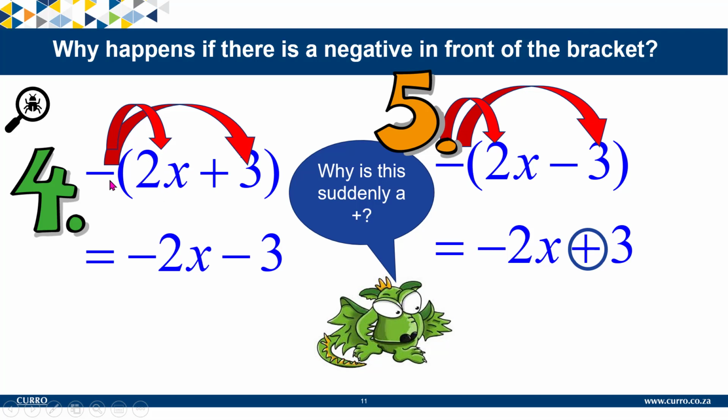Negative 2x is negative 2x. Negative positive 3 is negative 3. In example 5, you subtract 2x, that's negative 2x. Subtract negative 3 and it becomes a positive. So yes, Zoot, we have to be careful when there's a negative in front of the bracket.